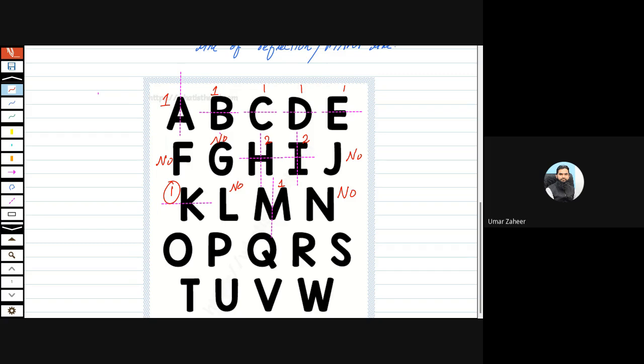Yes, Mozam, how many lines of symmetry in O? Sir, horizontal and vertical. Is there any other line of symmetry? Sir, I think the lines of symmetry in O can come from everywhere, from all the sides. So there are four lines of symmetry.